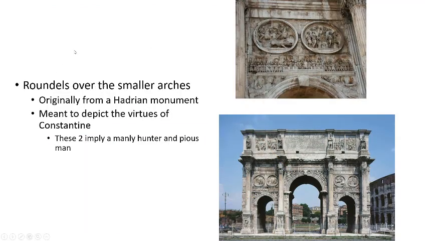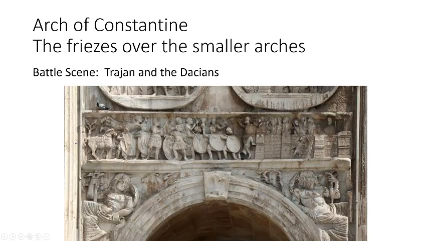I am victorious. Here's some roundels, right? These roundels over the smaller arches, originally from a Hadrian monument. And they're meant to depict the virtues of Constantine. He's to imply a manly hunter and a pious man. Here we have a battle scene of Trajan and the Dacians, right? But somehow that's been incorporated by Constantine.